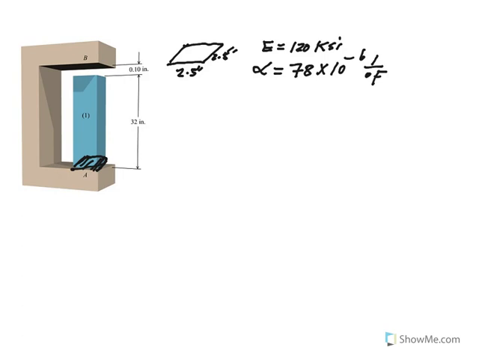And you see the original length of this bar at room temperature is 32 inch, and the gap here is 0.1 inch. So what we want to find is the compressive load that is developed when we raise the temperature, delta T is 100 degree Fahrenheit. So in other words, if the room temperature is 70 degree Fahrenheit, what if now the temperature is 170? Raising the temperature by 100 degree Fahrenheit, what load will be developed?